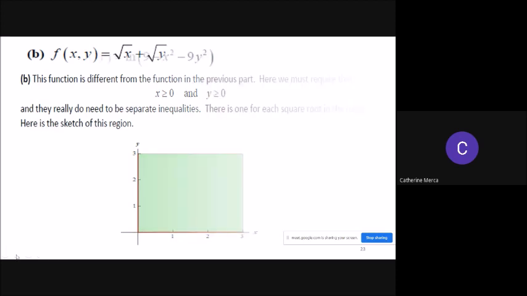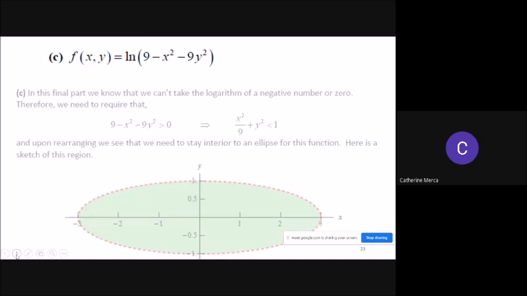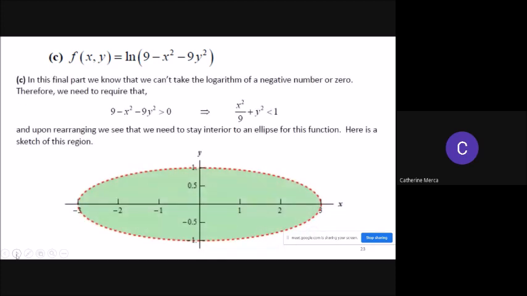Correct. Then, let's go to the other one. About this, change ko na lang. So in this final part, we know that we cannot take the logarithm of a negative number or 0. So dili pwede ang 0, that's why it's greater than 0. Kaya wala man ln ang 0, undefined, di ba? O wala po ln ang negative number.